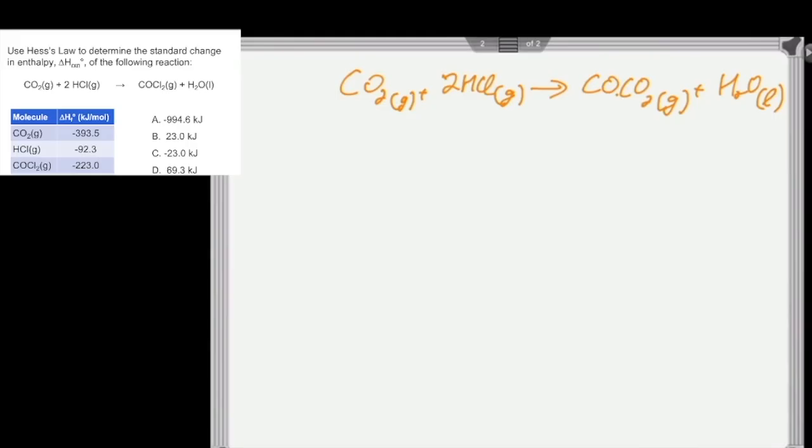Okay, so we're going to finish off this actual calculation. We're saying it's the sum of all my products minus the sum of all my starting materials. So for the starting materials, this is the heat of formation of CO2, and we need 2 times the heat of formation of our HCl, that's minus 92.3. So it's these two. We're going to sum those values together.